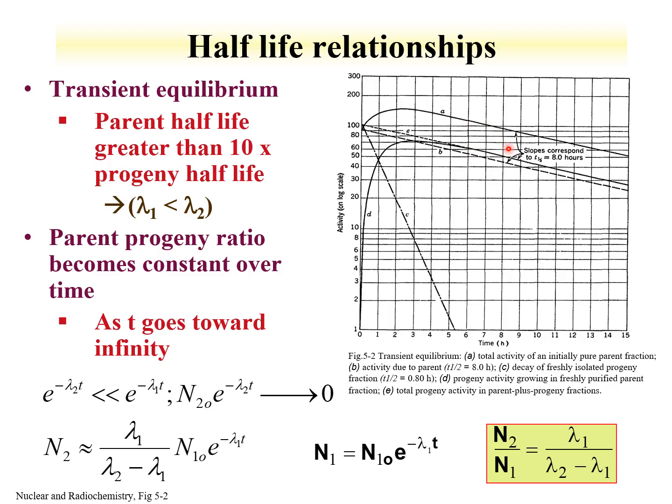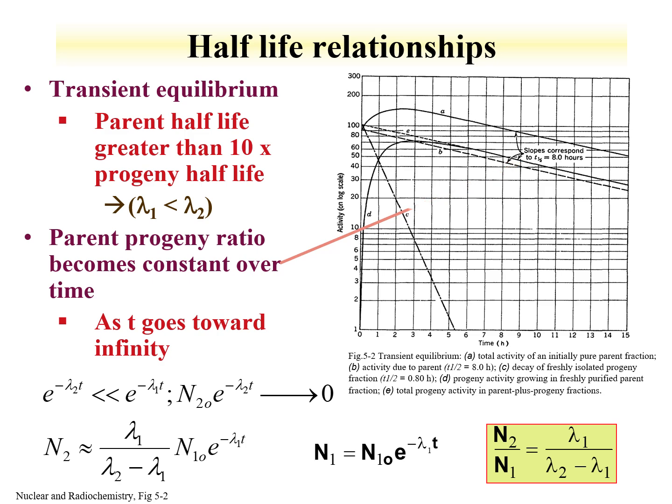As shown here, here's the total activity. There's the activity of the parent. There's a progeny activity that grows in. That ratio becomes constant over time. Now, this ratio is going to be the same, while the total value will change. So we see that this ratio is going to be constant. And as t goes to infinity, the activity goes towards zero.